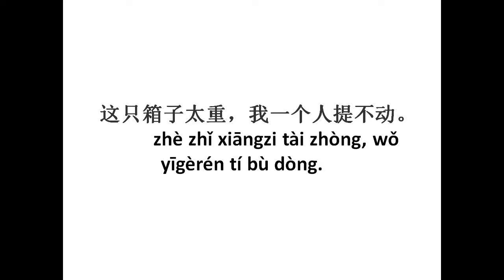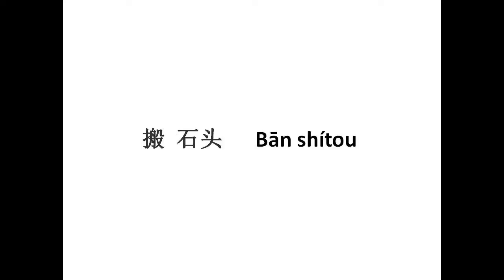Let us read the first exercise, part 1. This is pan shi tou. Pan is to move and shi tou is a stone. So we can make a sentence which is similar to the example. This stone is very heavy. I alone cannot move it. Pan is to move. So this would become pan putong, cannot move it because this stone is very heavy.